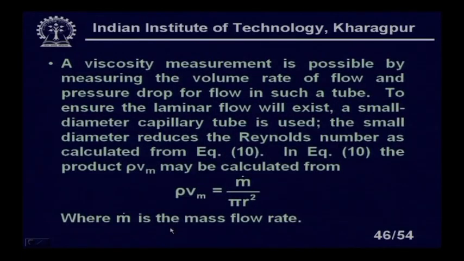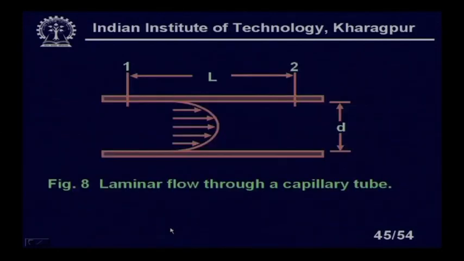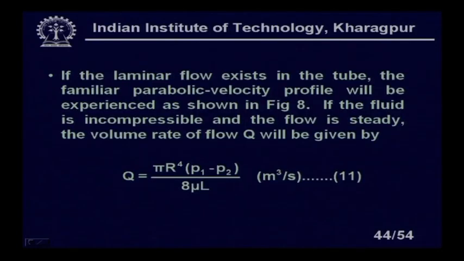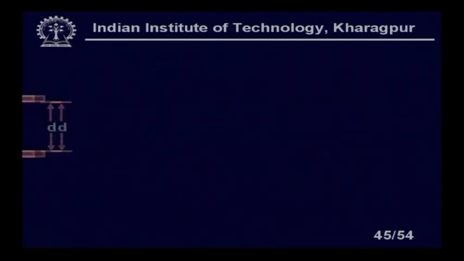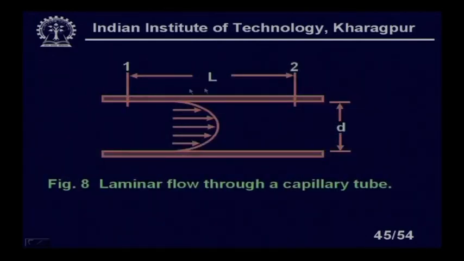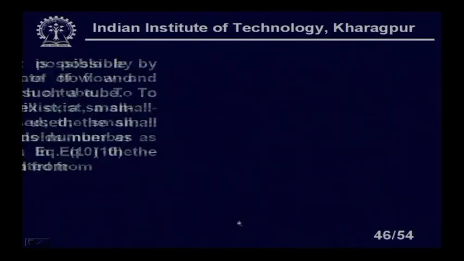A viscosity measurement is possible by measuring this, using very familiar equations that all of us know. P1 and P2 are the pressures at the two points between which we are measuring Q, at terminal 1 and terminal 2. L is the length between the two tappings of the pressures, right. You see that here we have a pressure tap, we have a pressure tap here also, and this is the length between the two pressure taps.